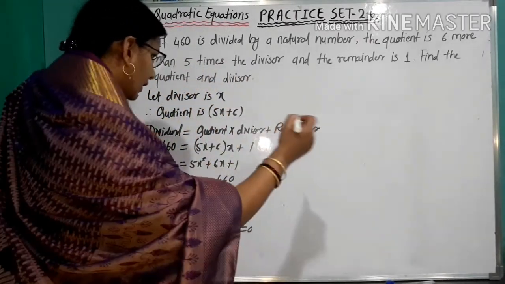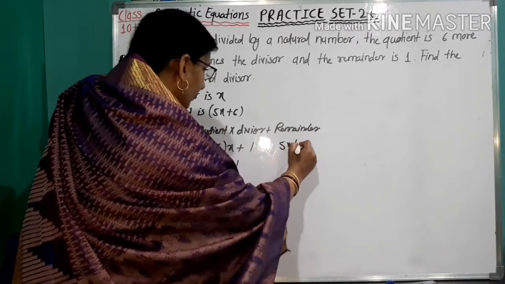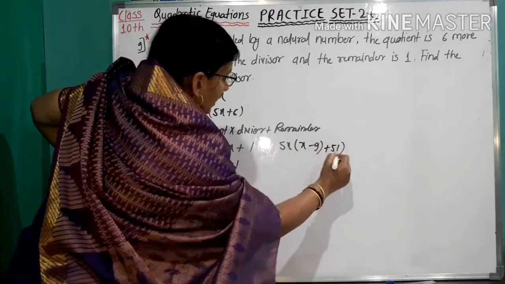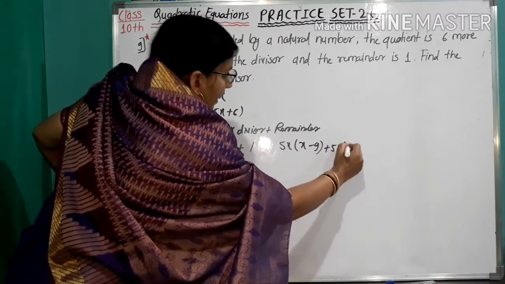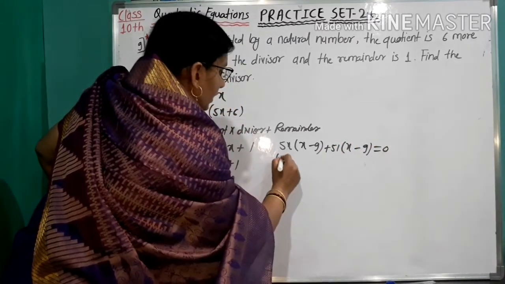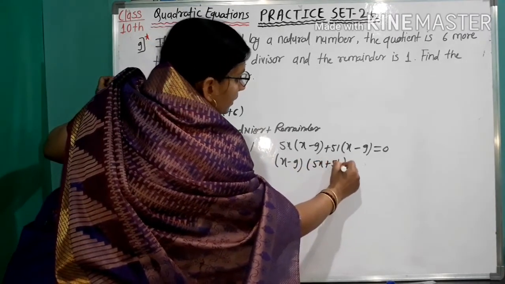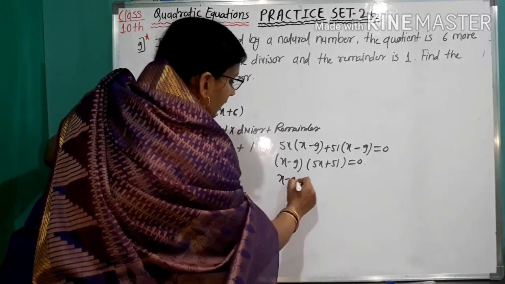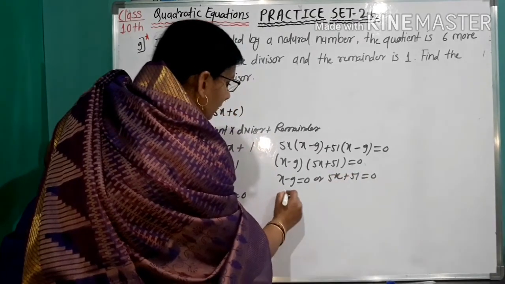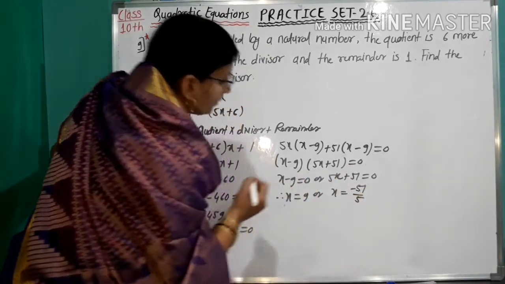As earlier, take 5x common, therefore in bracket x minus 9. Here plus 51 is taken common, therefore in bracket x minus 9 equal to 0. X minus 9 and 5x plus 51 equal to 0. X minus 9 equal to 0 or 5x plus 51 equal to 0. Therefore x equal to 9 or x equal to minus 51 by 5.